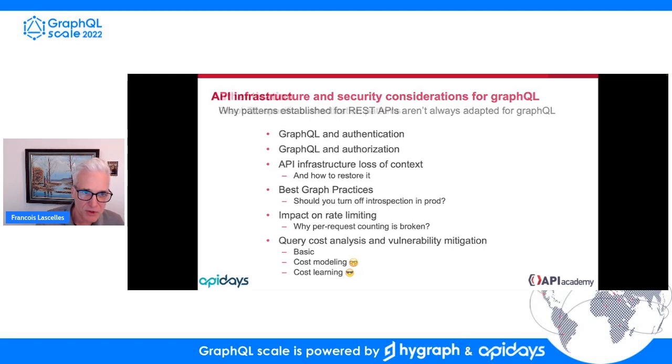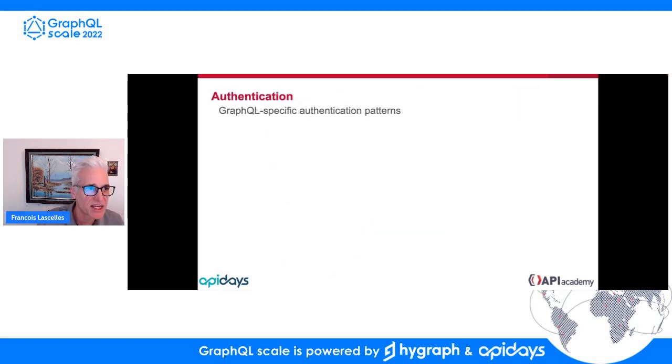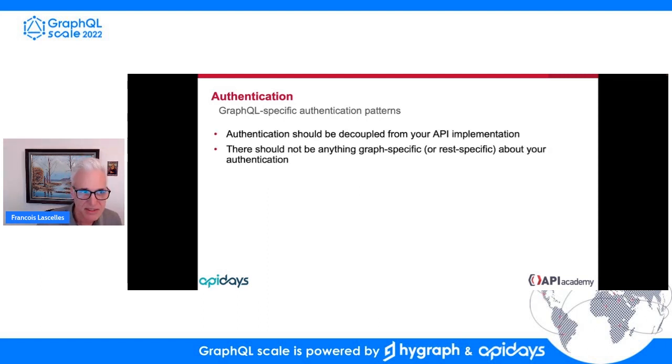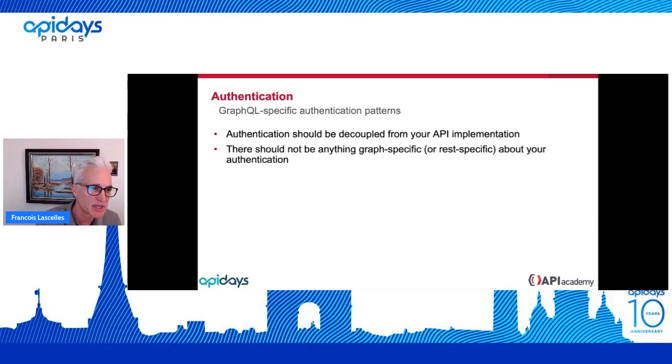So let's start with the first one, GraphQL and authentication. What are the GraphQL specific authentication patterns? And really, that's what it is. It's a blank slide because there shouldn't be anything GraphQL specific about your authentication, the same way that there shouldn't be anything REST specific about your authentication. Your authentication is supposed to be decoupled from the API implementation, ideally.